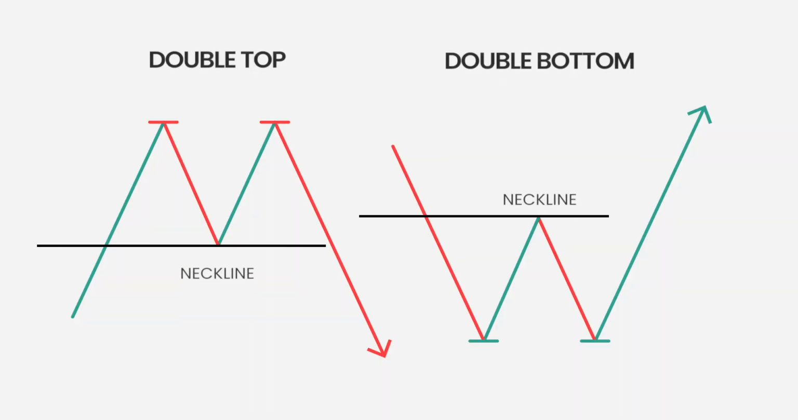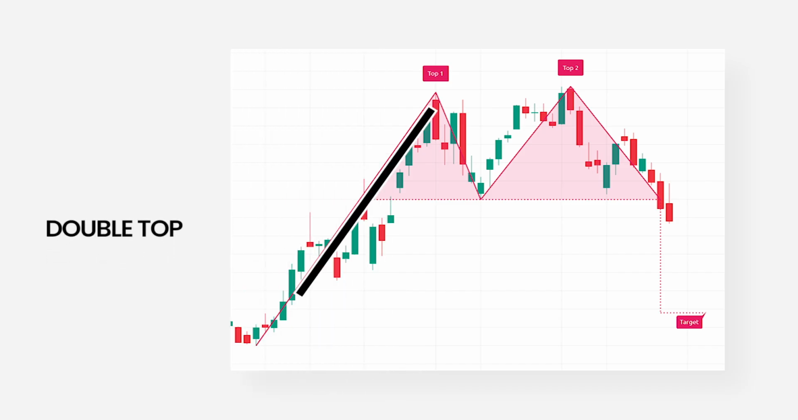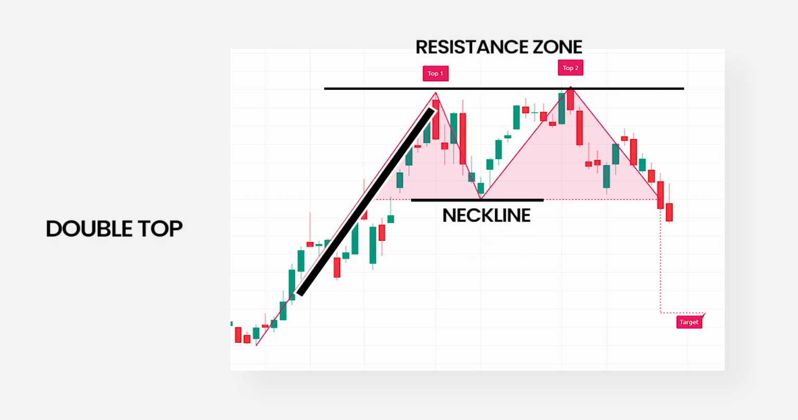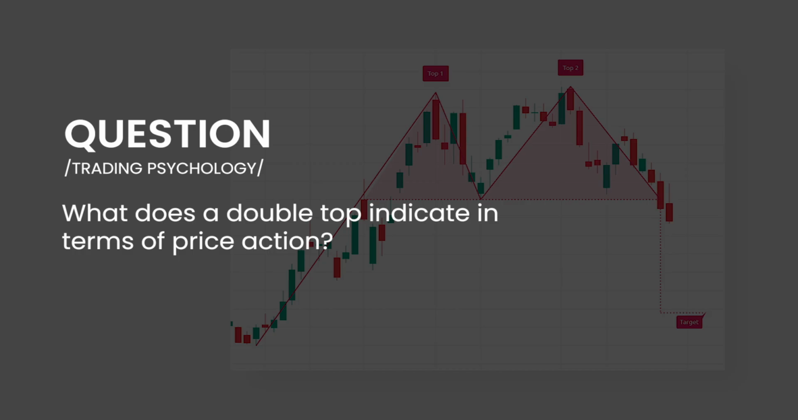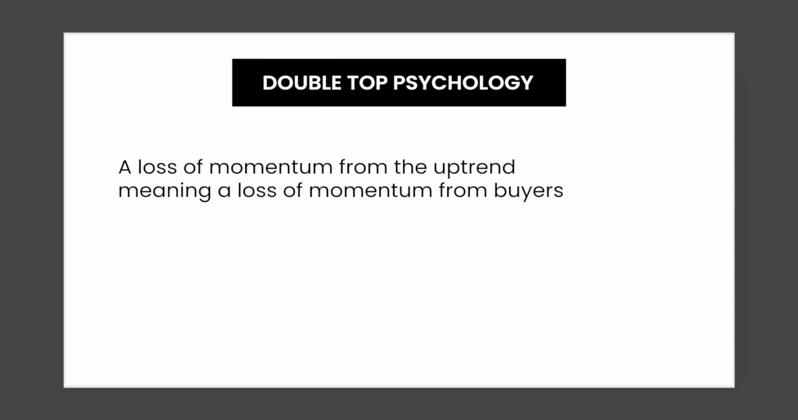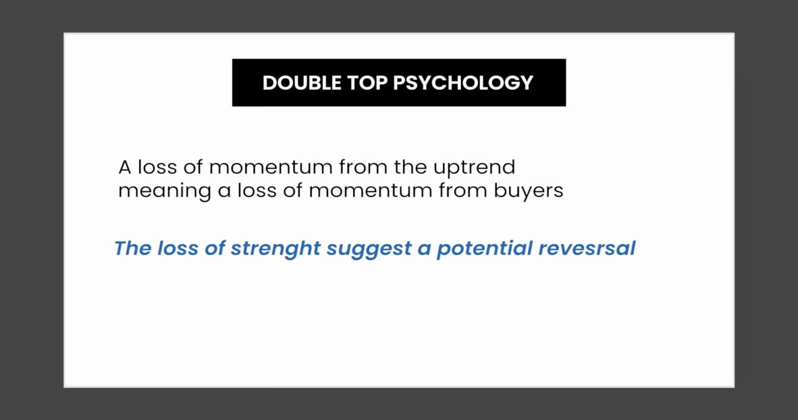Here's where we break down each pattern structure. First, price moves in an uptrend before hitting two equal highs. These peaks create a resistance zone, while the low between them forms the neckline. So, what does the double top indicate in terms of price action? It signals that buyers lost momentum, failing to push the price higher. This loss of strength from buyers suggests a potential reversal.